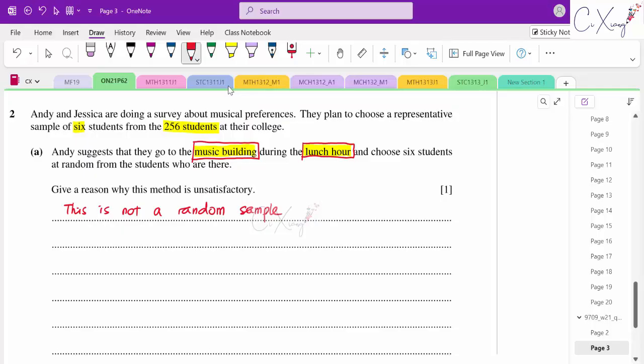Okay, so you can write it like this. It is not a random sample because the sample only consists of students who study music or who appear at the music building during the lunch hour, or in the music building.